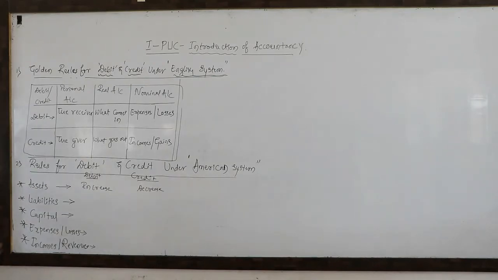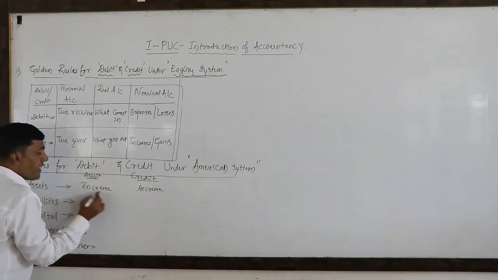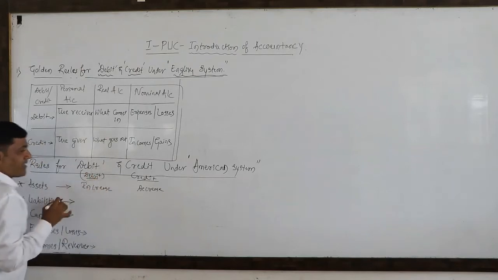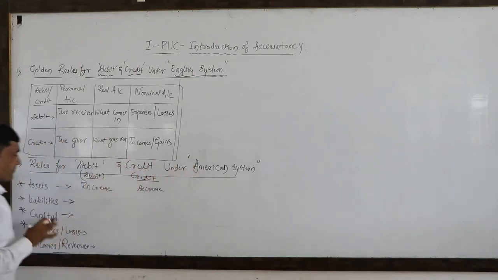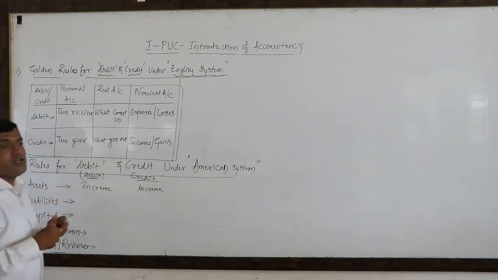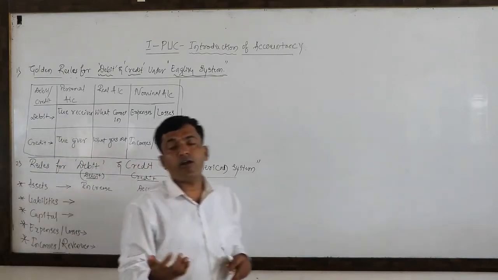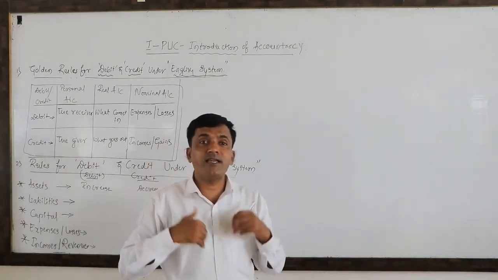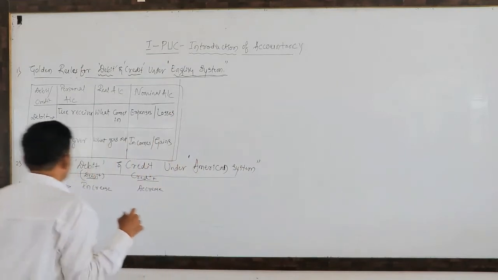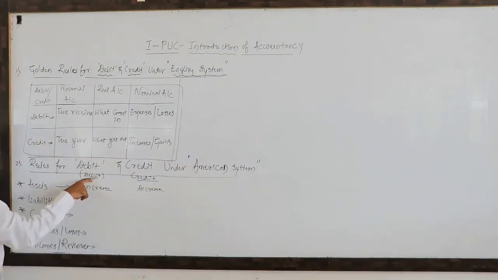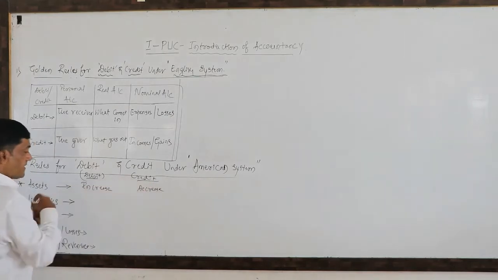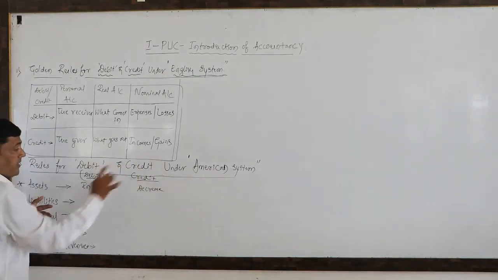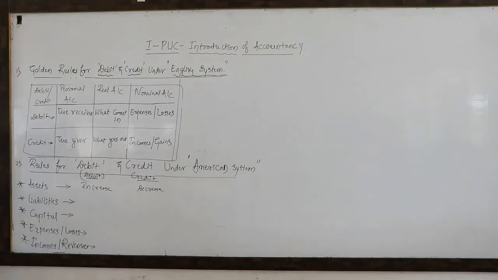So, dear students, for assets: increase in assets, debit, as per the American system. Increase in assets in an organization, day by day, the improvement of an organization depends on the increasing of properties, increasing of assets. So increase in assets, debit; decrease in assets, credit. This is the rule of debit and credit under the American system with regard to assets.